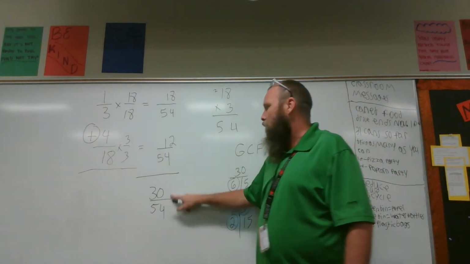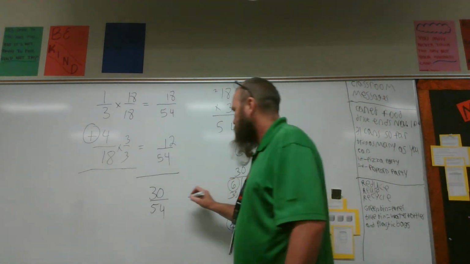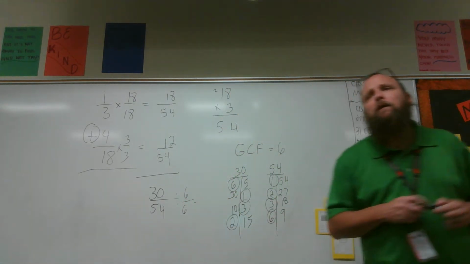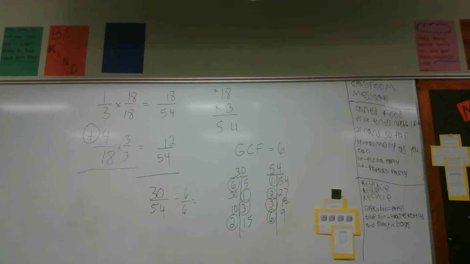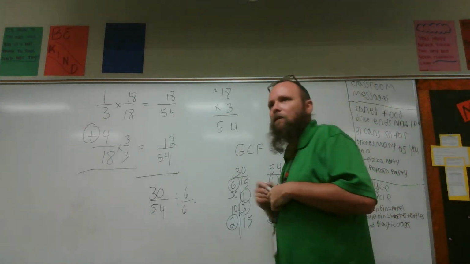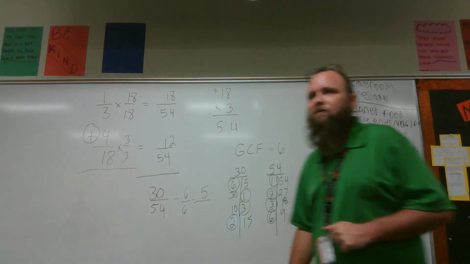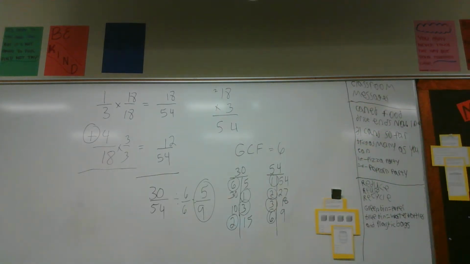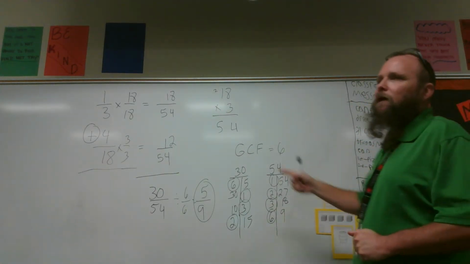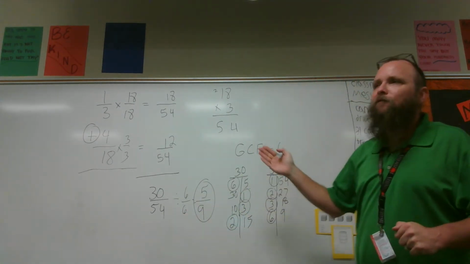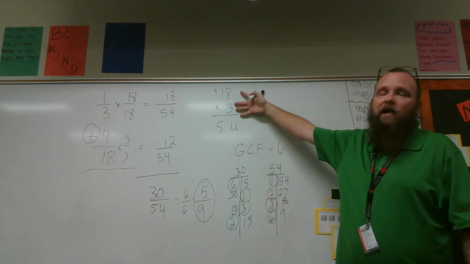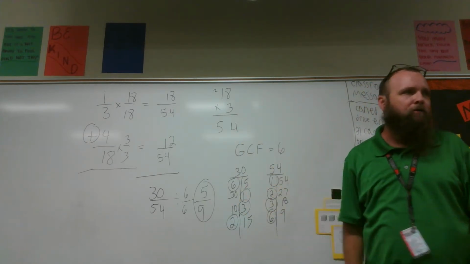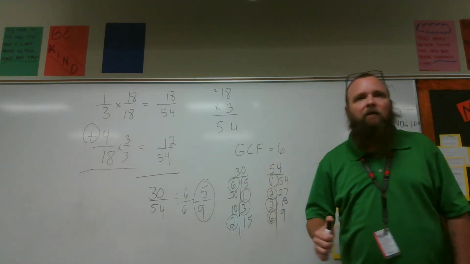So now we need to take our original answer and simplify it. We do that by dividing by the greatest common factor. Phoenix, what is 30 divided by 6? 5. And 54 divided by 6? 9. This is the exact same answer we got when we found the least common multiple. The only difference is, first of all, we had to multiply 18 times 3. And second of all, we had to list more multiples, or more factors of the numerator and denominator.